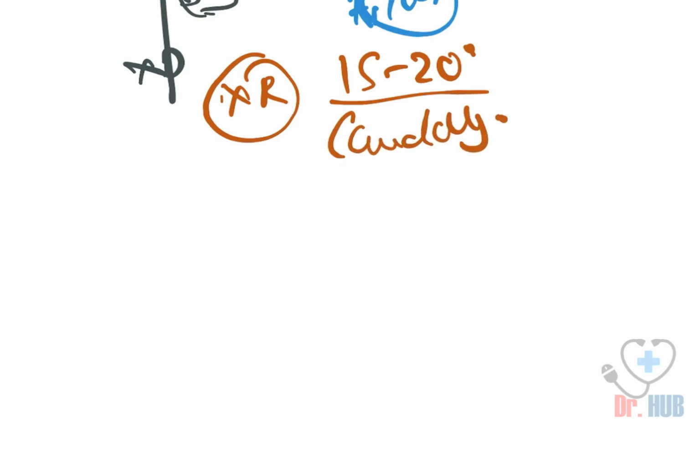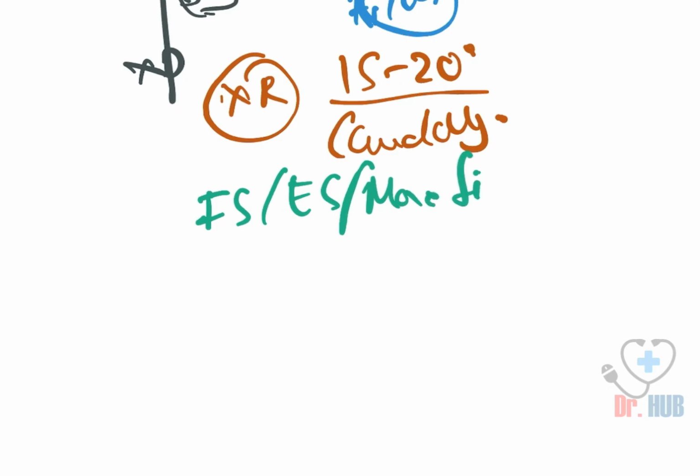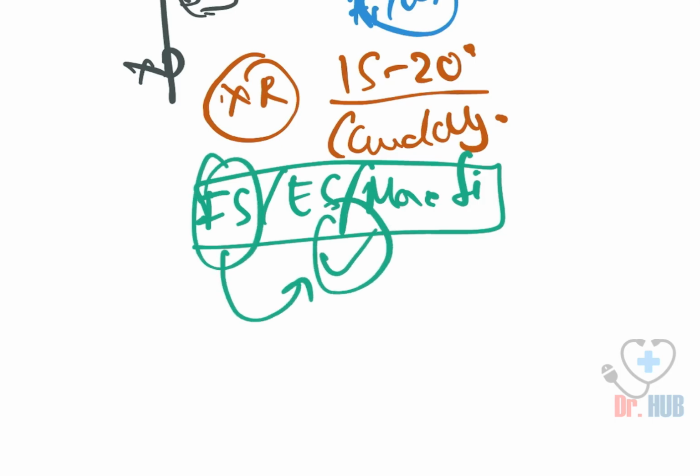So what is seen here in the Caldwell's view is the frontal sinus, the ethmoidal sinus, as well as the maxillary sinus. So FEM, they are the sinuses which are seen. More specifically, the frontal sinus is seen better. Then we move on to the next question.